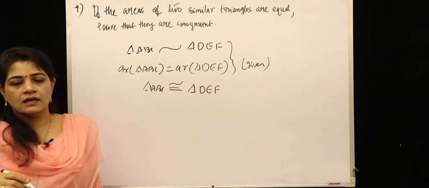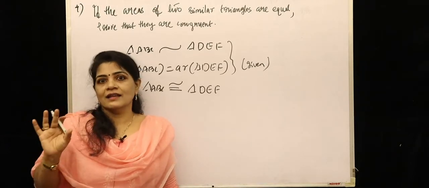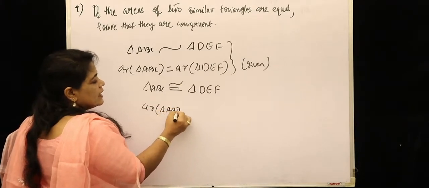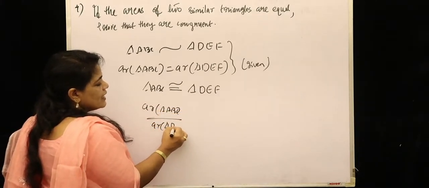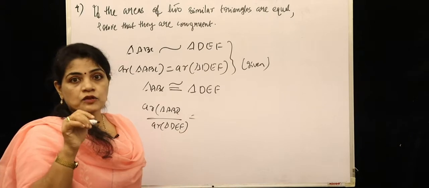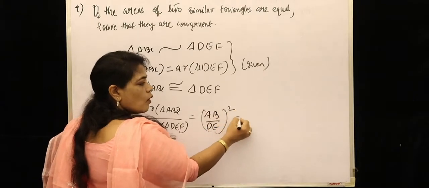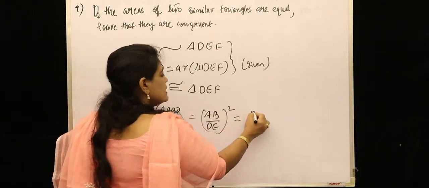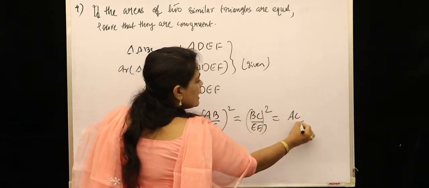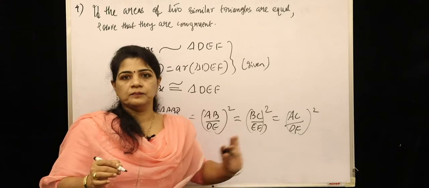It's very simple, children. First of all, it is given that two triangles are similar, so you can apply the area ratio theorem. That means area of triangle ABC divided by area of triangle DEF equals the square of the ratio of their corresponding sides, that is (AB by DE) whole square, which equals (BC by EF) whole square, and that is equal to (AC by DF) whole square. This is by the area ratio theorem.